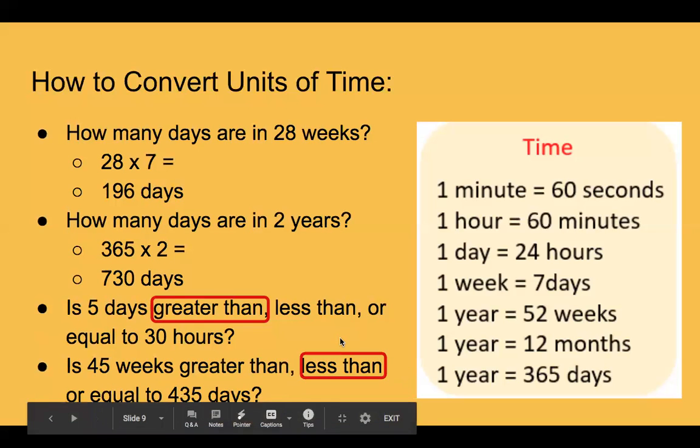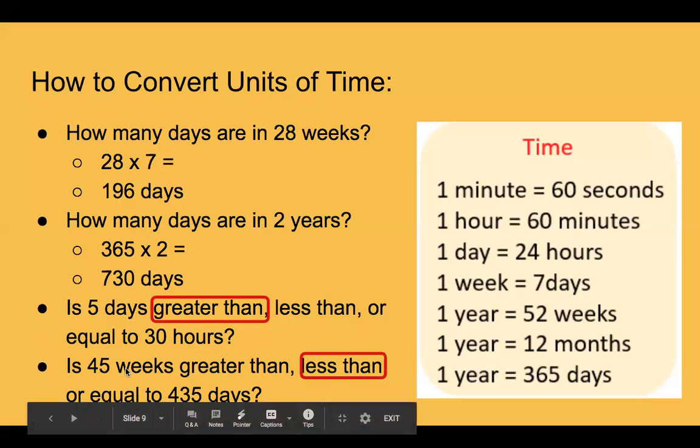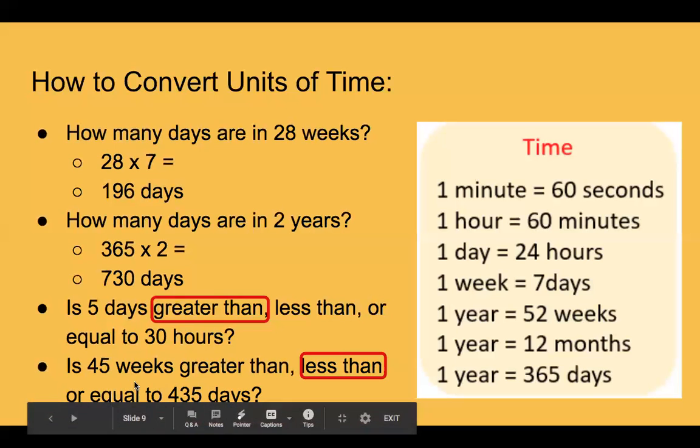I think I actually circled the wrong one. Yep, I just realized that. So that should actually be circled greater than. I made a mistake with the video. Sorry, guys. That should be greater. 45 weeks times 7 is... Oh, wait, did I mix that up? No, it is less than. Yeah, 45 weeks is equal to 315, right? 45 times 7 is 315. So 315, I was converting the wrong thing, sorry guys, is less than 435 days. 315 is less than 435. I think I was looking at the wrong number.